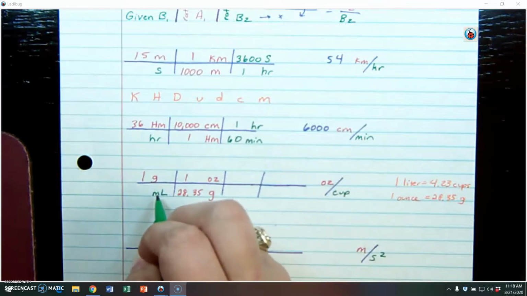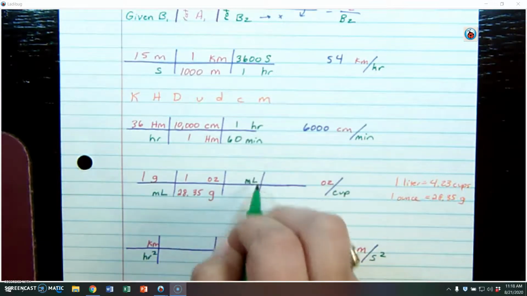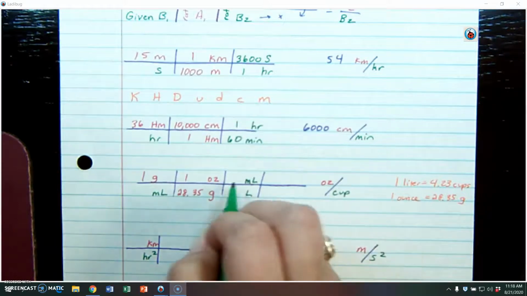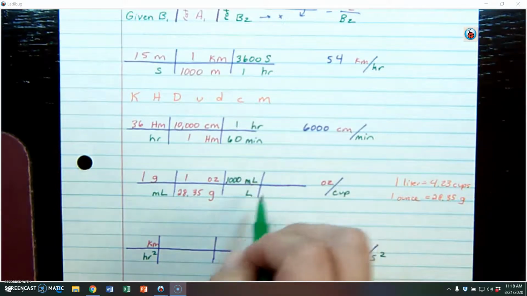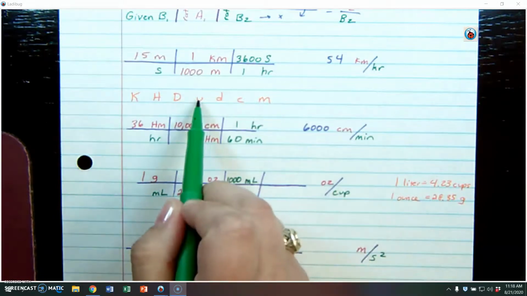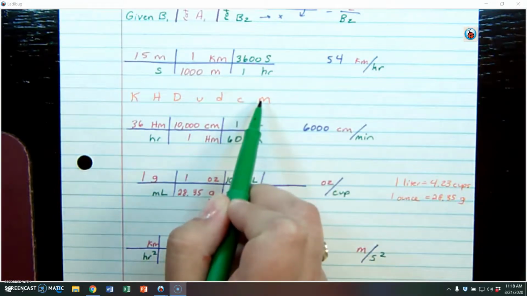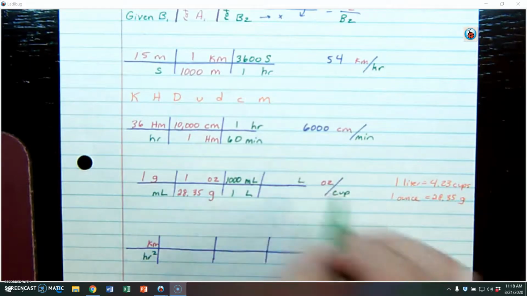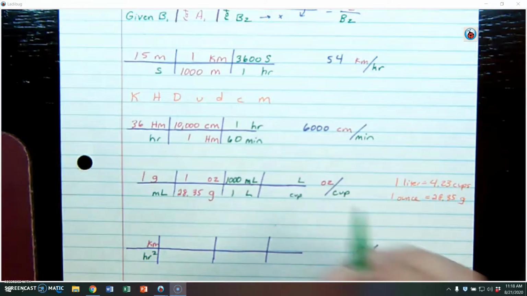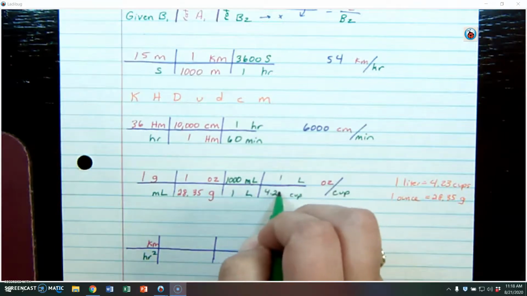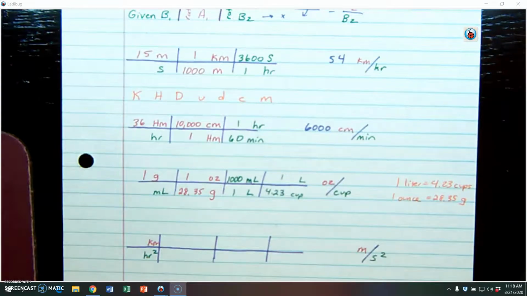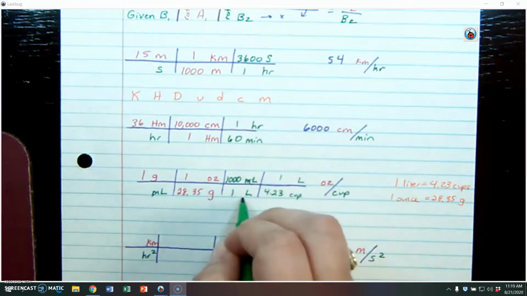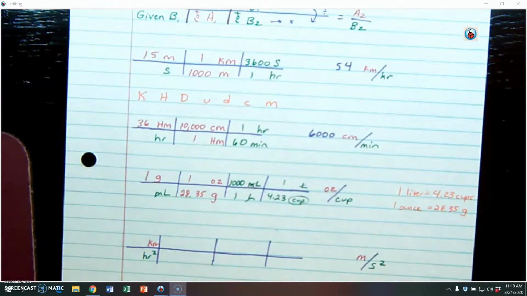So milliliters are on the bottom currently. We want to get rid of that, so they're going to go on top. To liters, there's 1,000 milliliters for every liter. There's liters, 10, 100, 1,000. And then we found out with our lovely research that for every liter we have 4.23 cups.